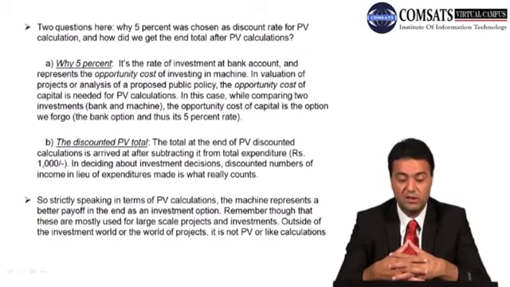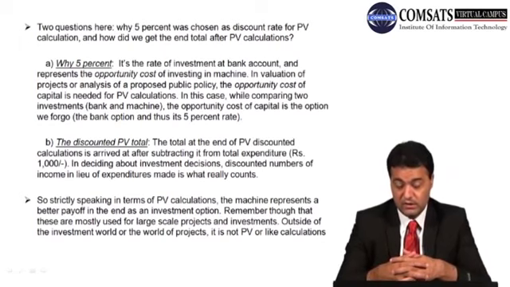Why 5%? Then the second one, total after present value calculations. The discounted present value total, the total at the end of the PV discounted calculation, is arrived at after subtracting it from total expenditure. I've already explained it.